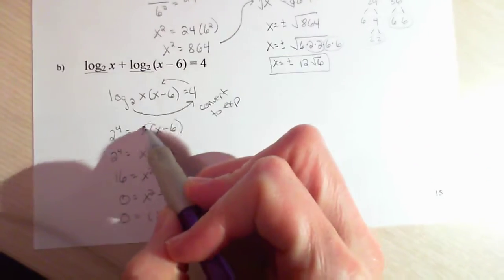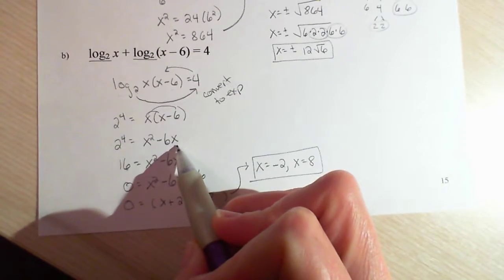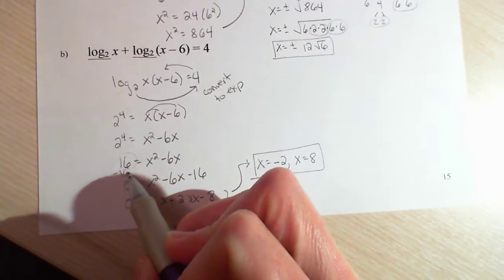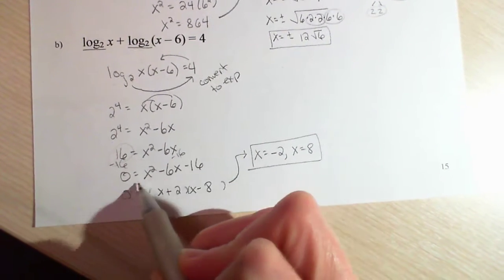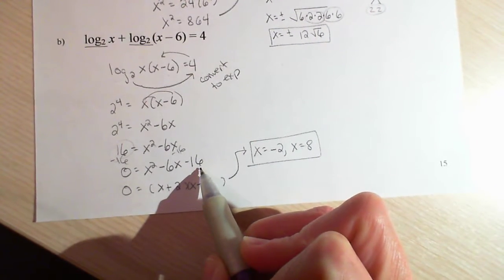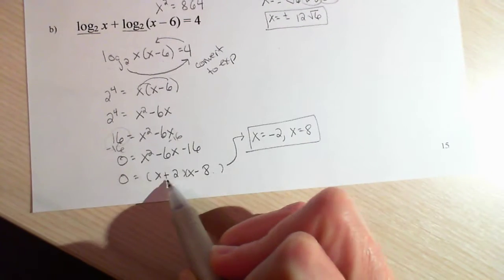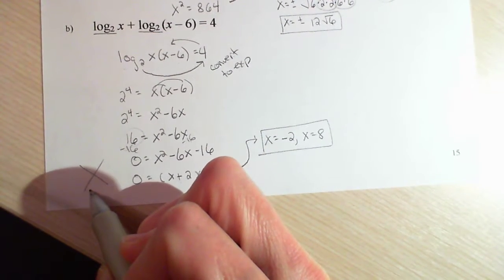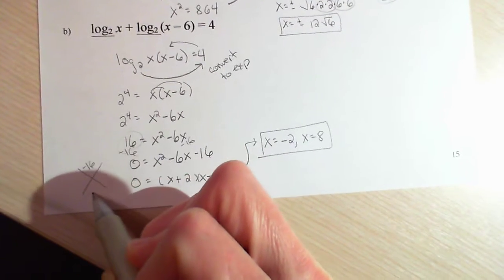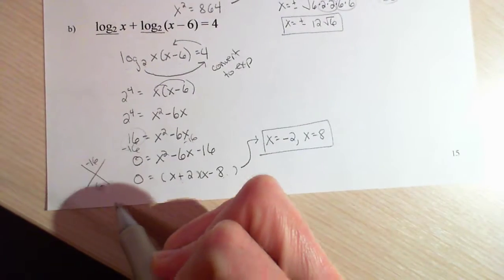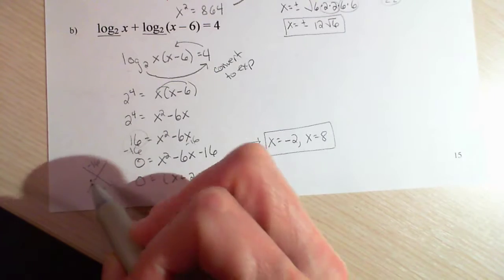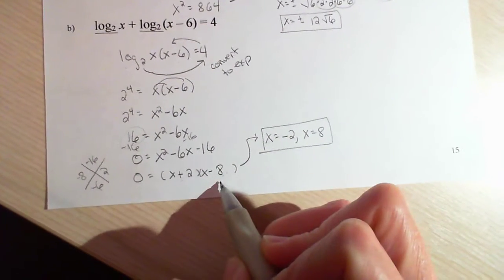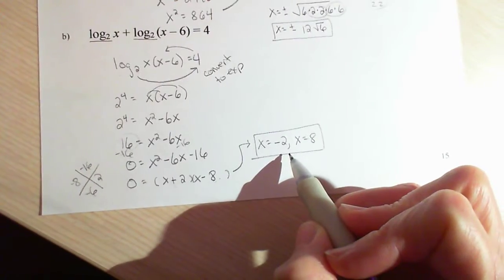Distribute here. x squared minus 6x. 2 to the 4th is 16. Minus 16 from both sides. And there's my quadratic that I need to solve. Luckily, it's factorable, right? I'd have negative 16 and negative 6 here, so that would be negative 8 and 2. So there's my factoring, and there's my solutions.